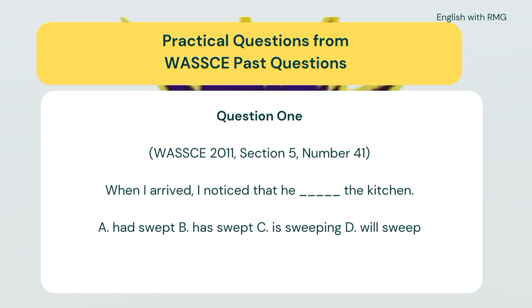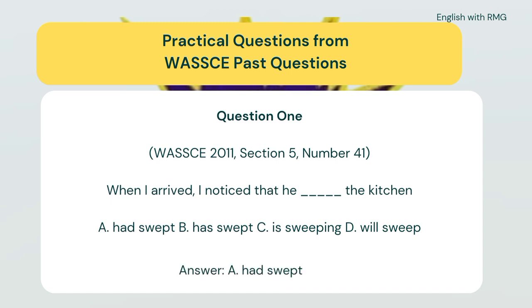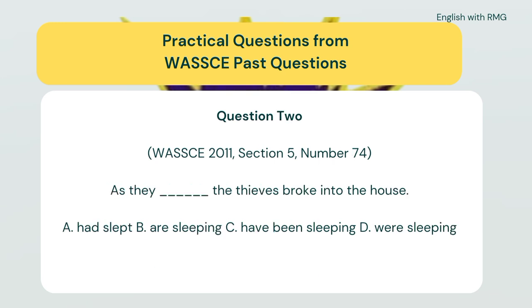So let's look at the sentence. Since when I arrived was what happened later and is already in the simple past, so I noticed that he dashed the kitchen is what happened earlier, before I arrived. So it's going to be what? A, had swept. So the sentence will read, when I arrived, I noticed that he had swept the kitchen. Do you understand? I hope you get it correctly. If you don't get it correctly, maybe you still need to study the rules once again.